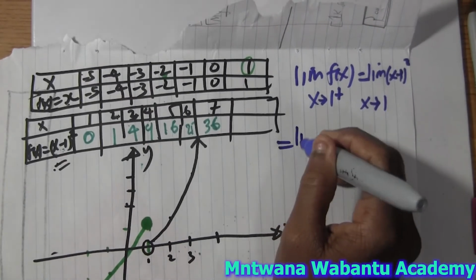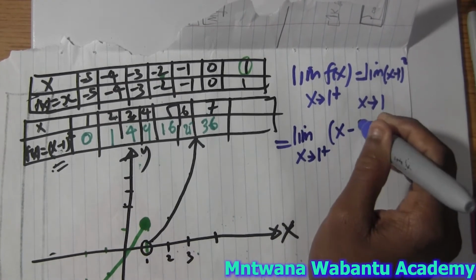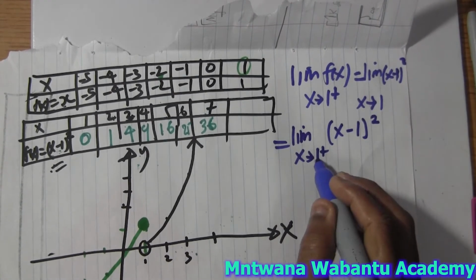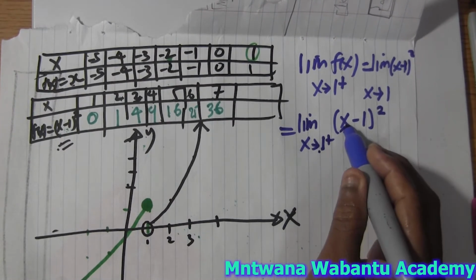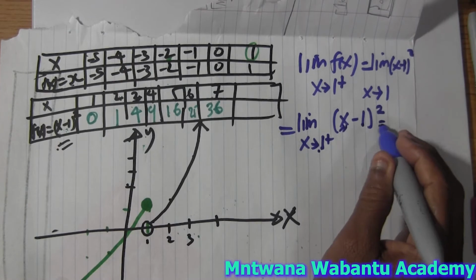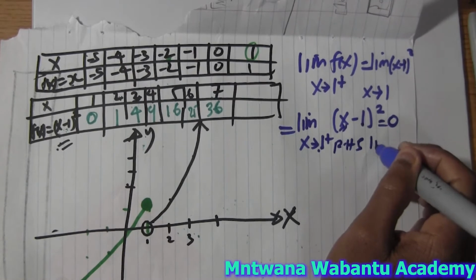So now let me say the limit as x approaches 1 from the right, but this is going to be (x minus 1) squared. Now x equals 1, because when you take the limit, you have to replace x with its value, which equals 1. 1 minus 1 equals 0, 0 squared equals 0. So this is for the right-hand side limit.